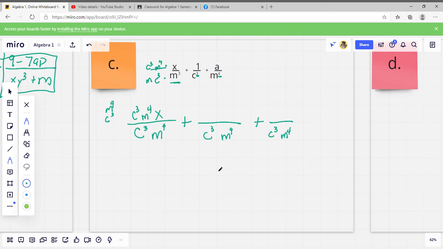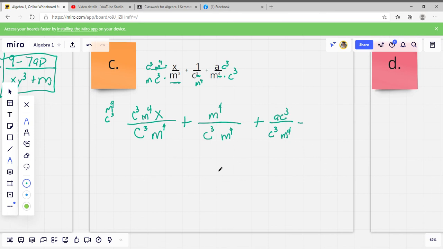All right, on this one, I've already got the c to the third. I just need m to the fourth. M to the fourth times 1 is just m to the fourth. All right, on this one, I've already got m to the fourth. I need c to the third, and c to the third on the top. And so that would be c to the third.